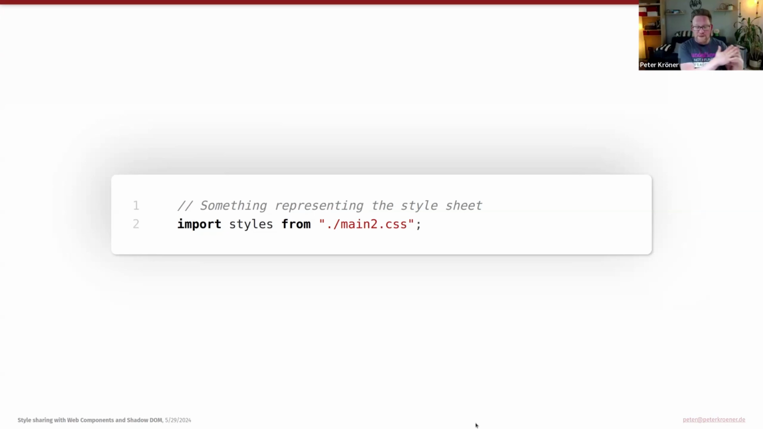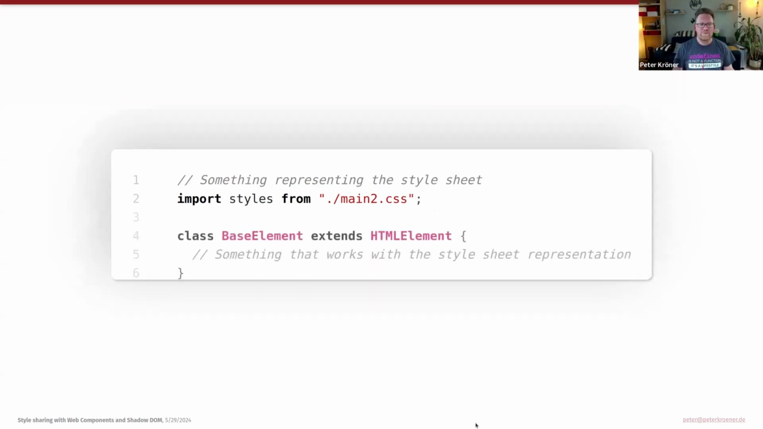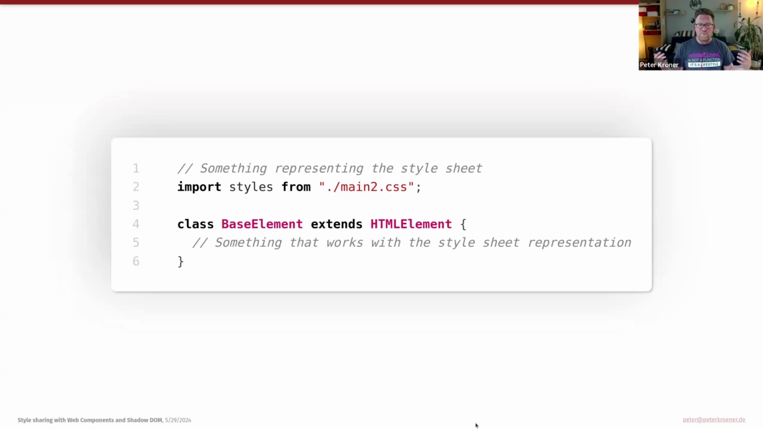It's going to be transformed under the hood to something entirely different, but this opens the door for your build tools to actually recognize main.css as a CSS file. So it's now possible for your toolchain to actually compress this, optimize this, transform this, do whatever you need to do to your CSS. And then you can get an object, styles in this case, that somehow represents the style sheet in some way, depending on your build tool. And then you can create your web component in a way that works with this representation of the style sheet that your toolchain spits out.